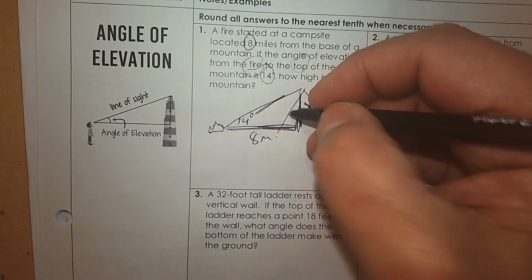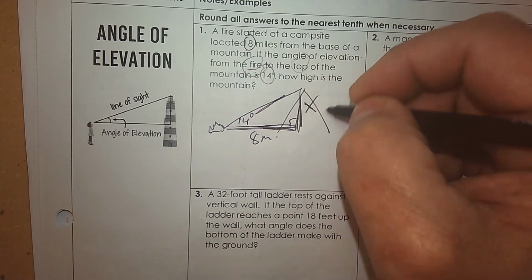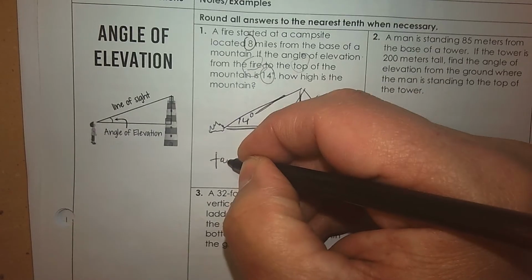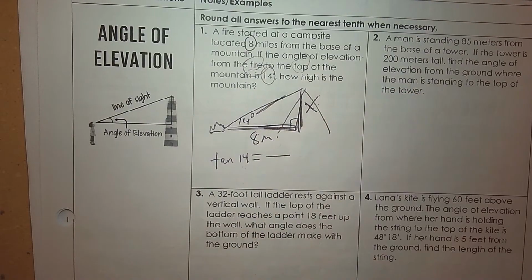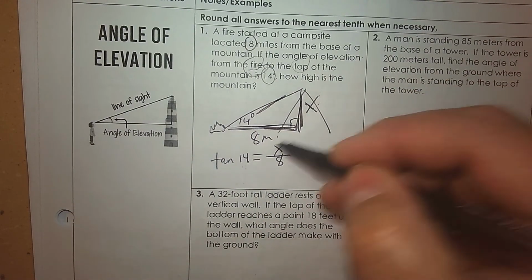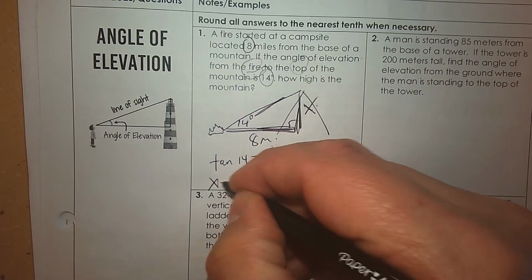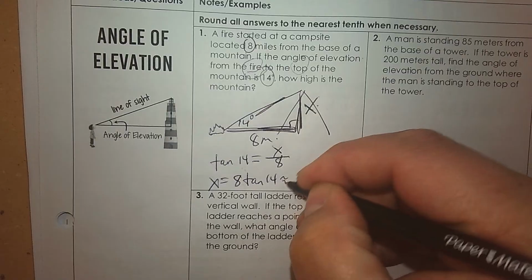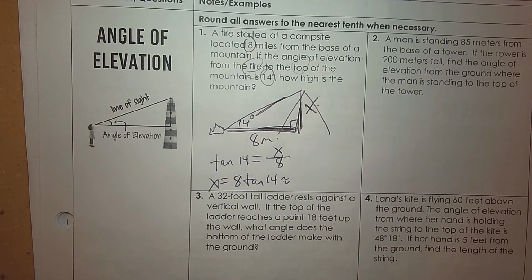So, step one, which trig ratio am I going to use to find the height? Tangent. So the tangent of what angle? And then x over 8. That's opposite over adjacent. To get x by itself, you multiply by 8, and then use your calculator. So 8 times tangent 14.